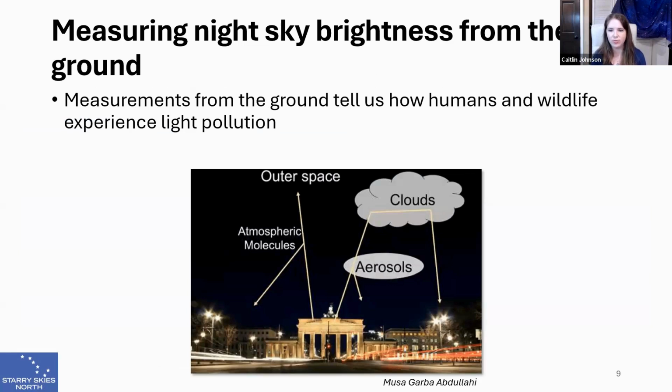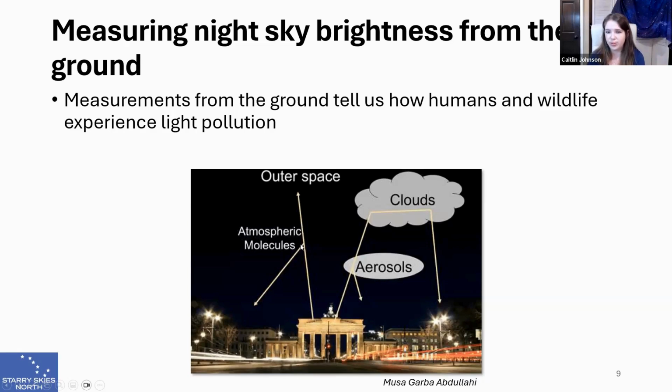Measurements from the ground tell us how humans and wildlife experience light pollution, right? If you're a satellite, you are reliant on capturing the light that comes up into outer space. And of course, there's some modeling applied to predict what that means for the light on the ground here.